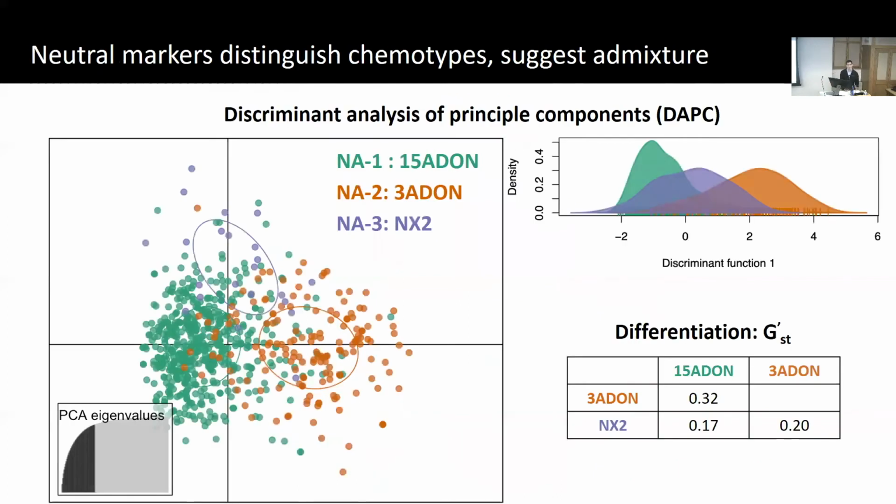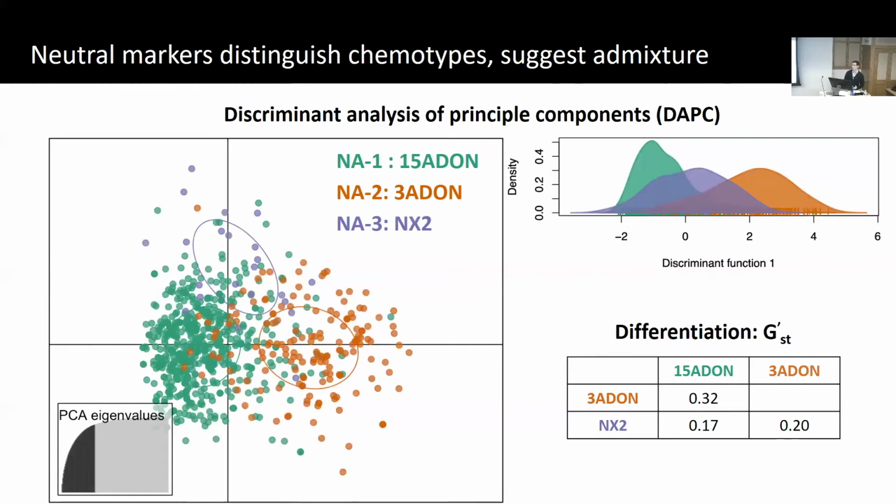Building on that analysis, we used 8 microsatellite markers to genotype these same isolates, and these neutral markers do correspond pretty closely to the chemotype assignments. The scatter plot is from a discriminant analysis of principal components, which I've used here to show how well prior group assignments compare to observed genetic structure. Each point represents an individual isolate. They're color-coded here by population, and the discriminant analysis is attempting to separate the populations as much as possible.